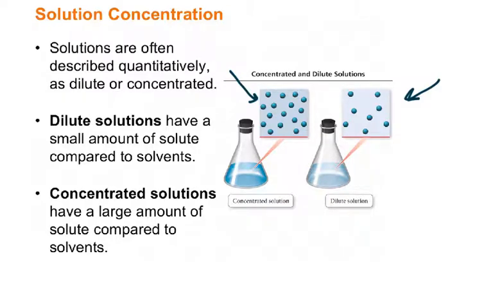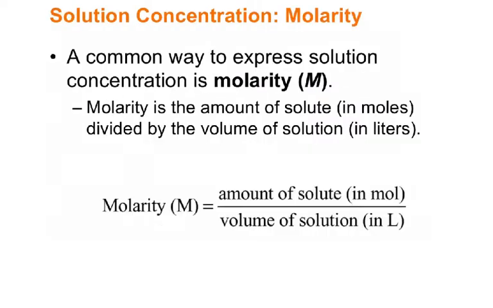Now, solutions need to be measured as well. And one of the best ways to measure the concentration of a solution is to use molarity. This is the most common way to express solution concentration. Molarity is represented by a capital M, and if you look here at the formula on how to calculate molarity, it is found by getting the amount of solute in terms of moles and dividing that by the volume of the solution in terms of liters. So molarity is moles of solute over liters of solution.